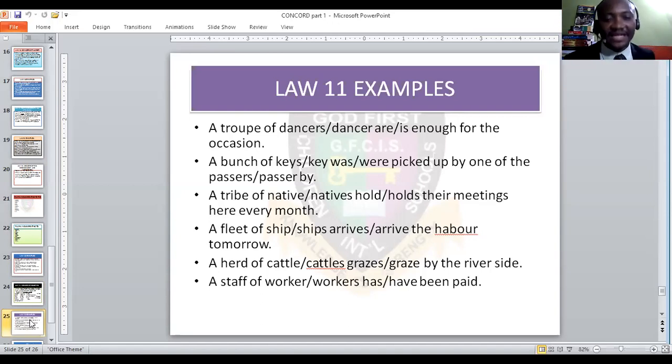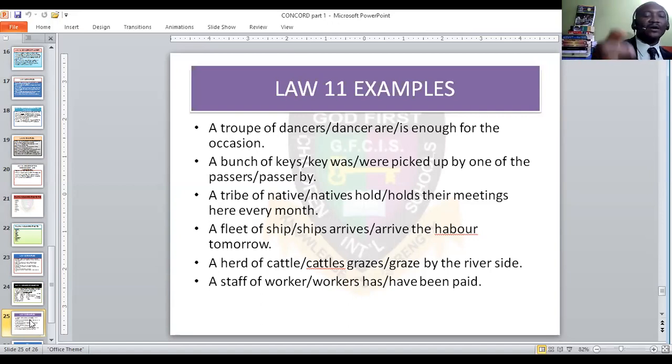A tribe of native or natives. Yeah, a tribe of natives holds their meetings here every month. A fleet of sheep or ships. When it comes to animals, we have sheep, plural, but sheep here would be singular with the S. We have plural. So a fleet of ships.